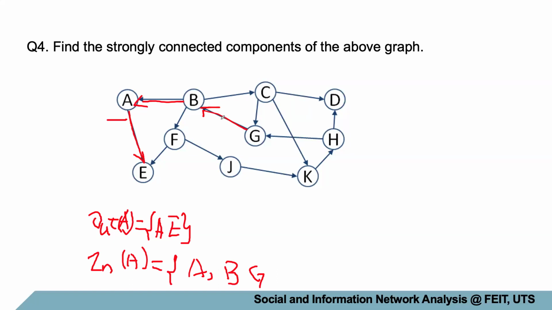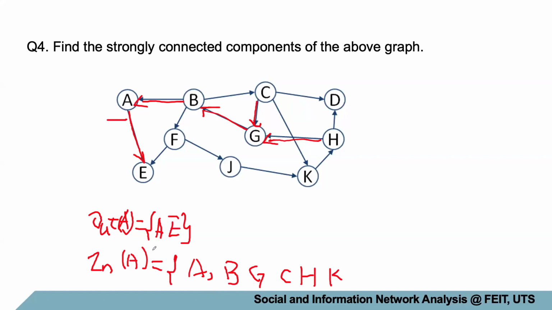Then also C can go to G, H can go to G. We have C, H. Then K can go to H. We have K here also. Actually, we don't need to list all these.